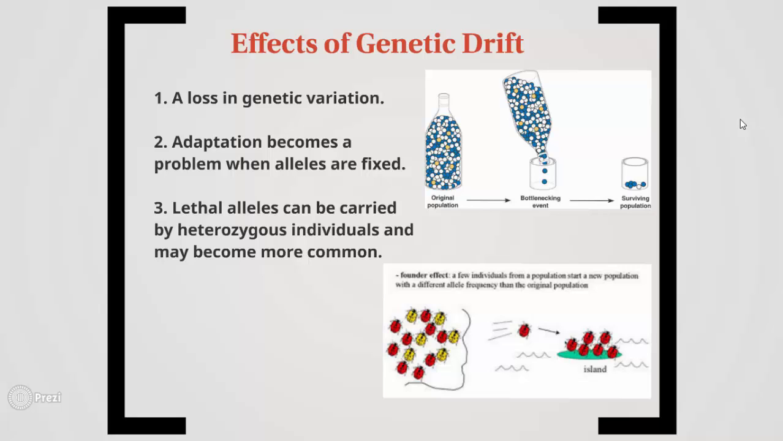Well, genetic drift causes a loss in genetic variation. Adaptation becomes a problem when alleles are fixed, and then lethal alleles can be carried by heterozygous individuals and they become more common.